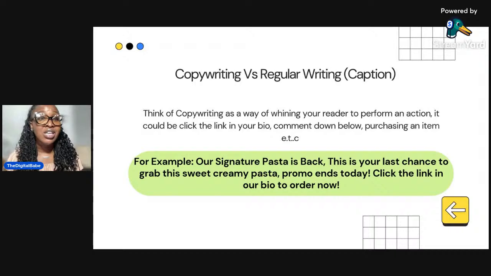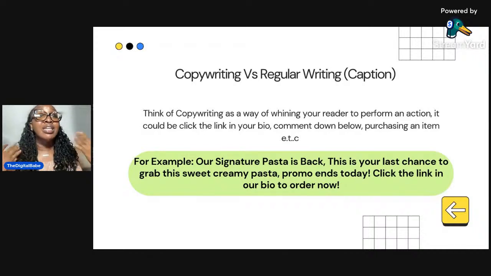You're telling them, see, I think you should buy this thing. This thing is better. These are the benefits that you can get from using this particular ring light. You get extra batteries, you get this, you get that. You are wooing them. You are telling them that, see, if you don't buy this thing, another person is going to buy it. So copywriting is a way of wooing your reader to perform an action. The action could be click the link in your bio.